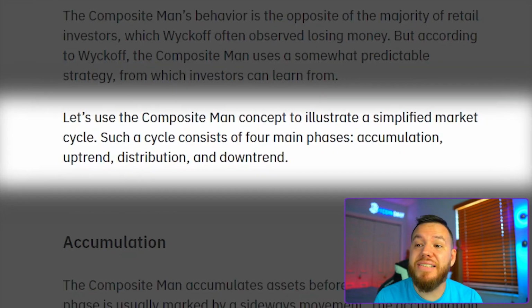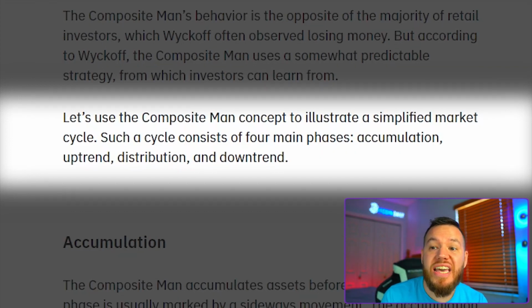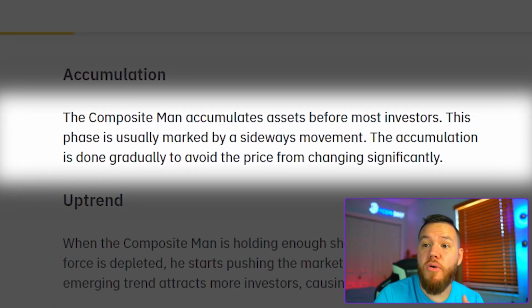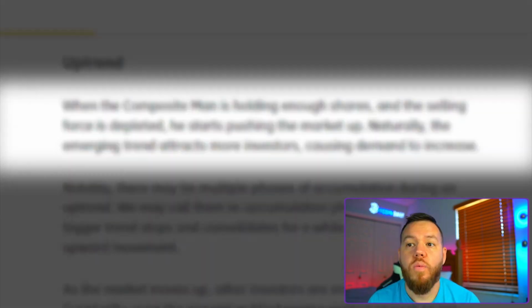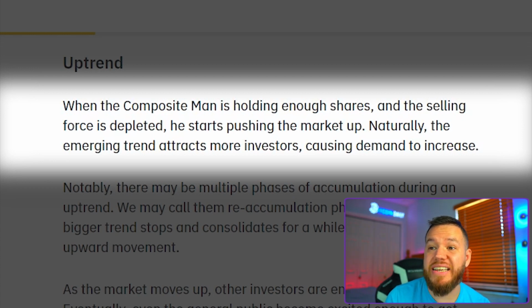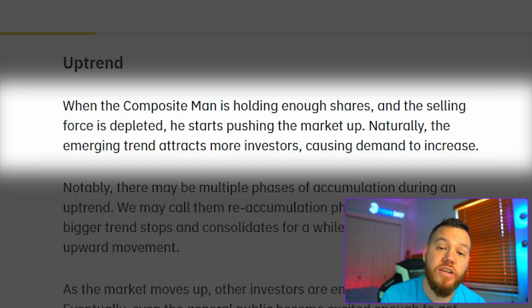Let's use the composite man concept to illustrate a simplified market cycle. Such a cycle consists of 4 main phases: accumulation, uptrend, distribution, and downtrend. In accumulation, the composite man accumulates assets before most investors. This phase is usually marked by a sideways movement. Once the composite man is holding enough shares and the selling force is depleted, he starts pushing the market up. Of course, the emerging trend attracts more investors, causing demand to increase.